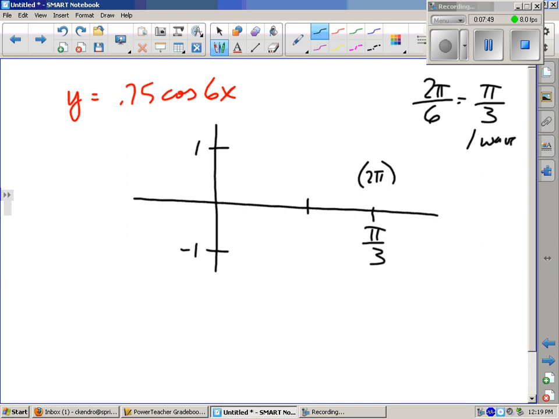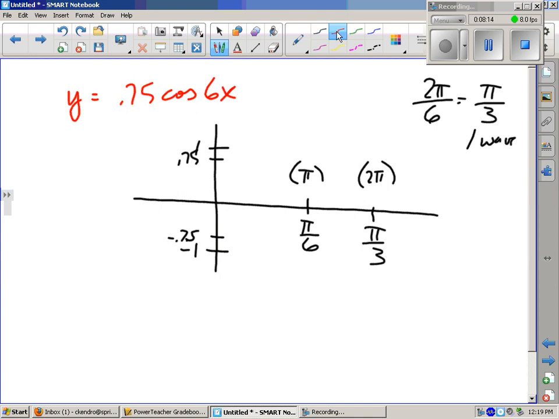And then this used to be pi. Well, now I'm going to cut this in half. Pi over 3 cut in half is pi over 6. So our graph isn't going to look a whole lot different. It's just going to have different labels. Now 0.75 is about here. Negative 0.75 is about here. So now I'm going to draw my wave in there.